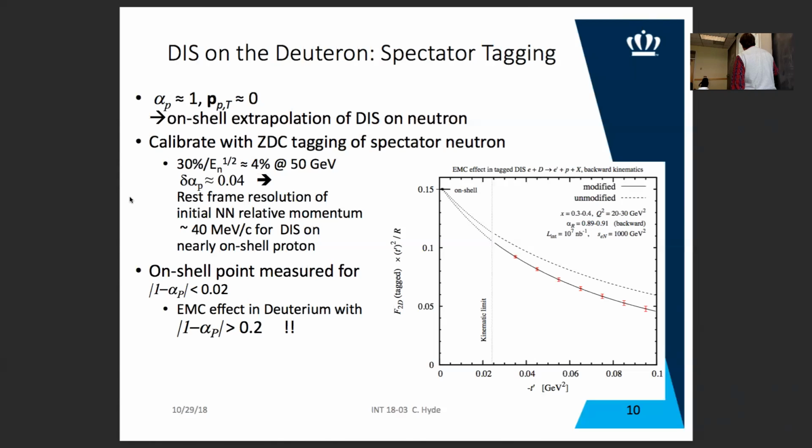If there's an EMC effect, and this is just a particular model, this was part of an LDRD at JLab a few years ago, then we expect the data to lie here and extrapolate to the best that we can, to be consistent, let's say, in their extrapolation to the same on-shell point. So this discrepancy is the measure, nearly direct measure, of the EMC effect on the deuteron.